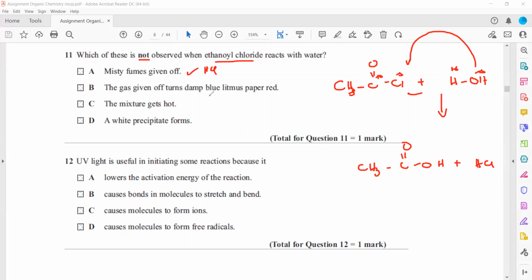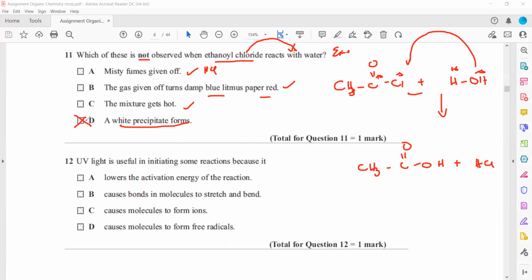The gas given off turned blue litmus red. That is also true because HCl is acidic. That's why this is positive. Mixture gets hotter: yes, the reactions of ethanoyl chloride with water are all exothermic. White precipitate forms: there is no substance here that you see as a precipitate. That's why D is the wrong answer.